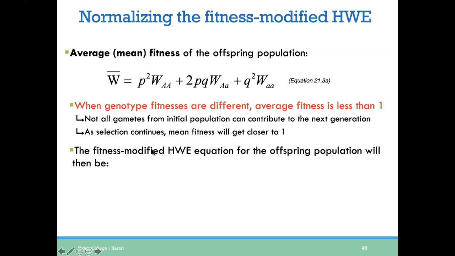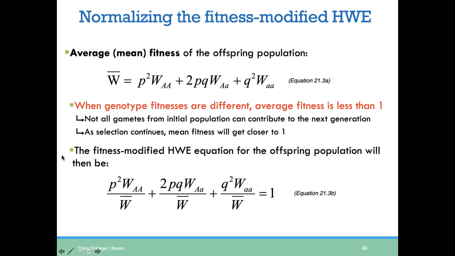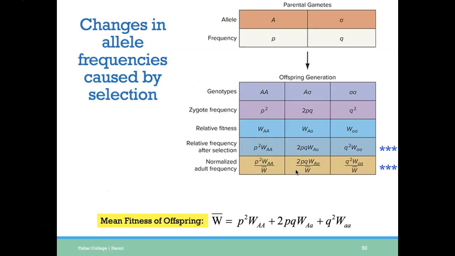So if you want to modify the Hardy-Weinberg equation to take into account the fitness values, this is the equation we can use. This looks a little complicated, but this is a normalized version of the fitness modified Hardy-Weinberg equilibrium. So, this is another way to look at it.